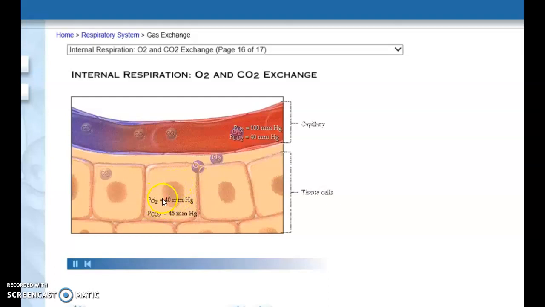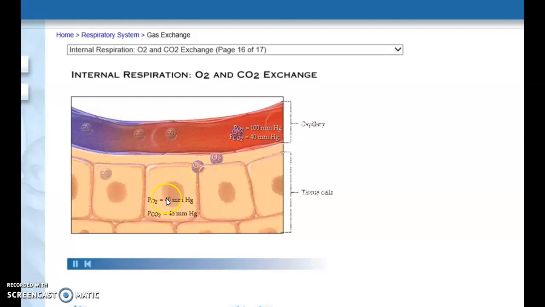And the reason why it's not high here is because the cells are constantly using oxygen through cellular respiration. So once oxygen goes in, it starts using it up, therefore the pressure drops. Well, if we have a partial pressure of about 40 and I've got blood bringing oxygen with a partial pressure of 100, then obviously it's going to go from the higher to the lower.